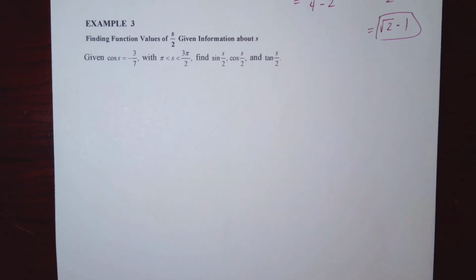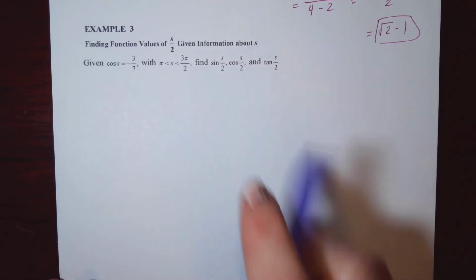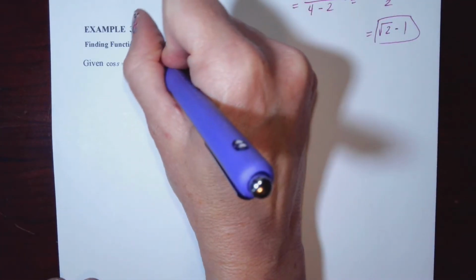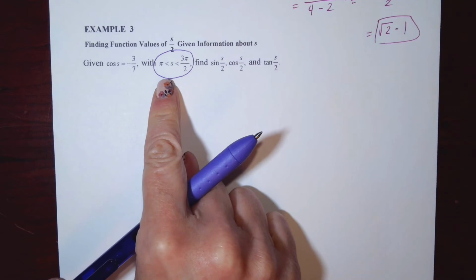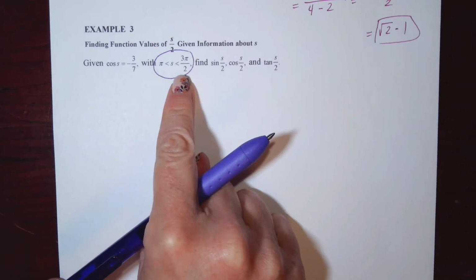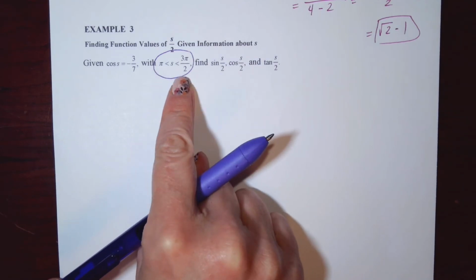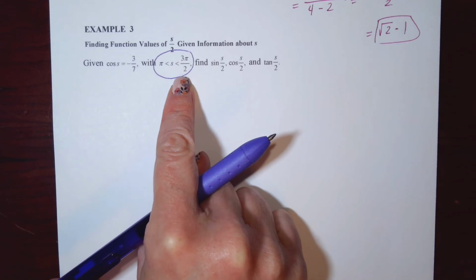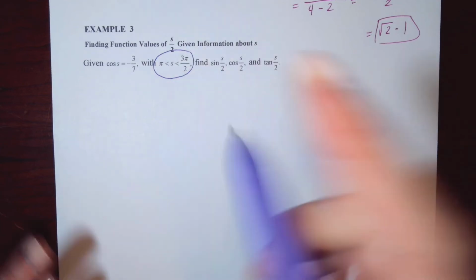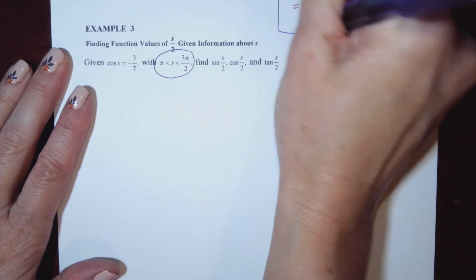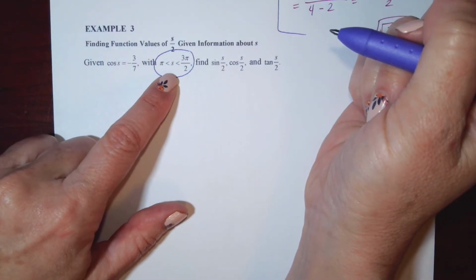Now, since S is not given to us as a certain number of degrees, we can't just say what quadrant S is in without some more information. So we're told that S is between pi and 3 pi halves. Well, pi to 3 pi halves is quadrant 3. To find the quadrant of the half angle, we divide everything by 2.